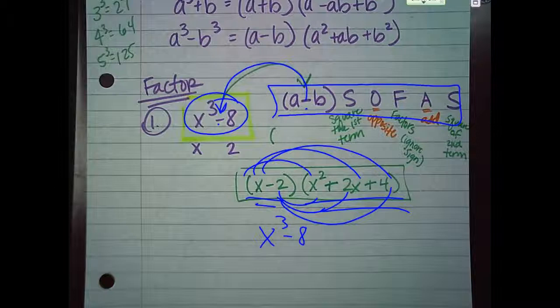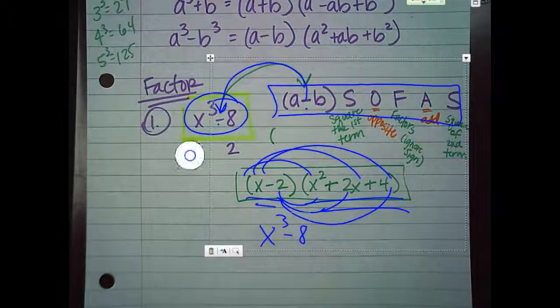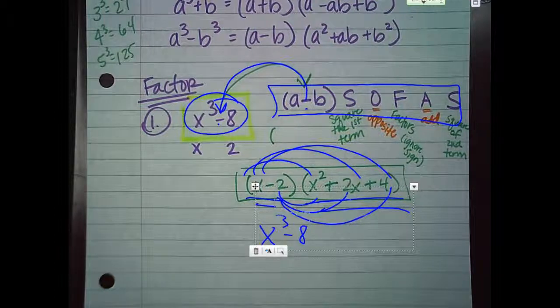Actually, before I do that, let me walk you through one more time. The S stands for squaring the first term. So x squared is x squared. The O stands for the opposite. So if I was a minus, I'm now a plus. The F stands for factors. The factors were x and 2. So I used 2x. And then the A is always going to be an add. And the square of the last term, the 2 turned to 2 squared, which is 4. That's what it comes from. SOFAS.